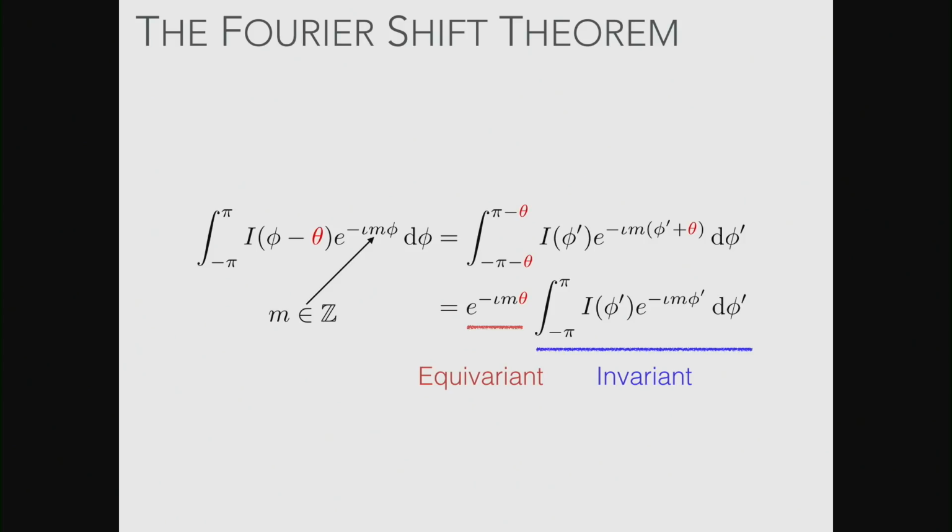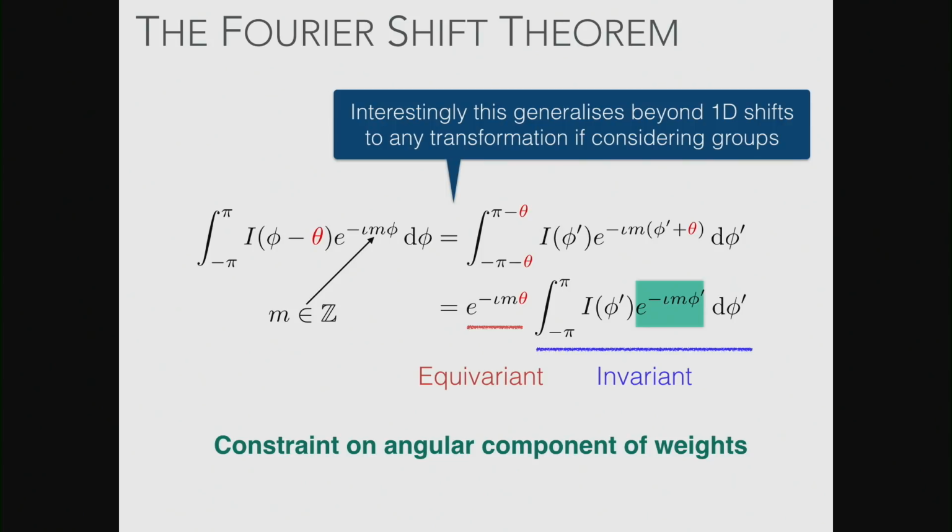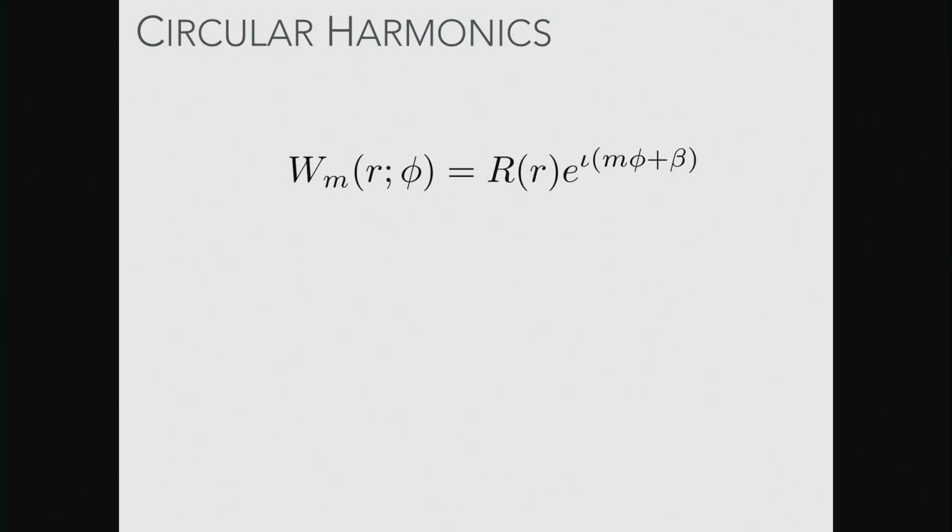And this is really, really neat. What this looks a bit like to me is a convolution, but where I've just taken the convolution and indexed it at a particular angle. And yeah, this Fourier shift theorem actually generalizes beyond 1D transformations to groups. And so basically we can define a convolutional neural network where we replace the normal filters with filters which are constrained in the angular direction.